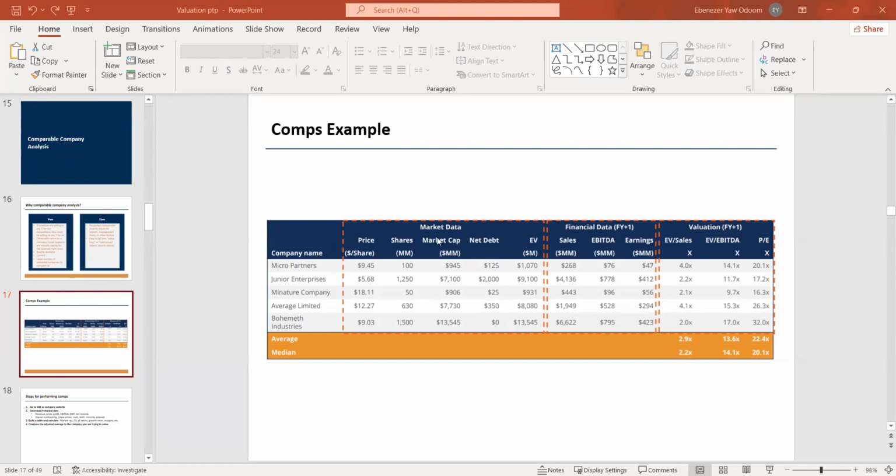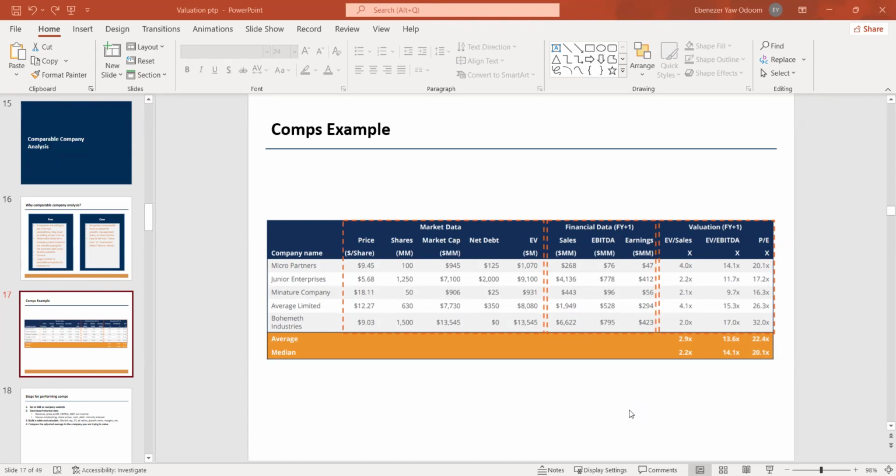So you realize that for markets, they look at, for instance, the prices of their shares outstanding, they calculate the market capitalization, the net debt, which is the debt minus cash, and then they are able to calculate the enterprise value. And then for the financials, they look at their revenue, their EBITDA, their earnings, and then for valuation, we do EV to sales, EV to EBITDA, and then the price to earnings. And then you can generate the mean values. So once you have the mean values, you can derive a value for the new company. So practically, if you are performing a comparable valuation, this is how your sheet may look.